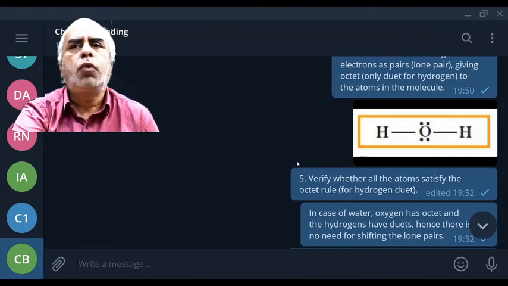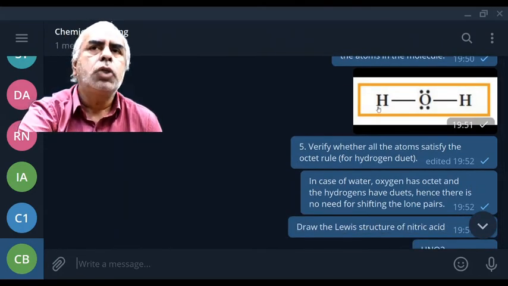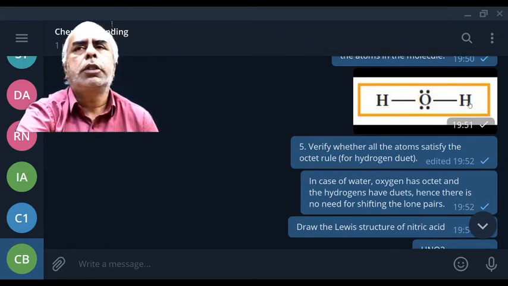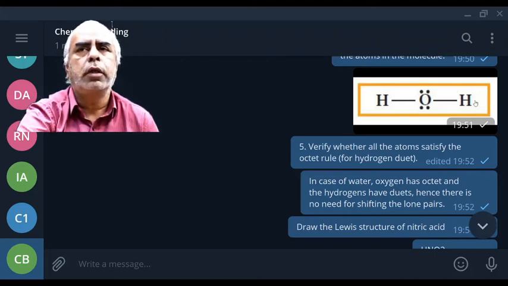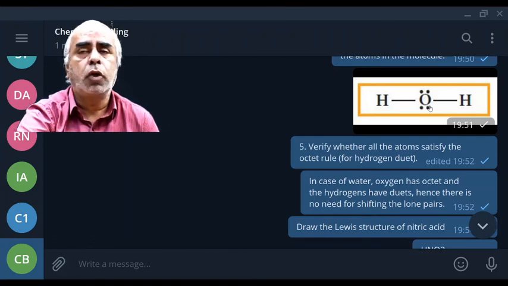Now we have to verify the octet rule. For hydrogen it is a duet, so 2 electrons should be there. You have a bond, which means 2 electrons, so this hydrogen has 2 electrons. And this hydrogen has also got 2 electrons. So the duets are satisfied. Then what about oxygen? It should obey the octet rule.